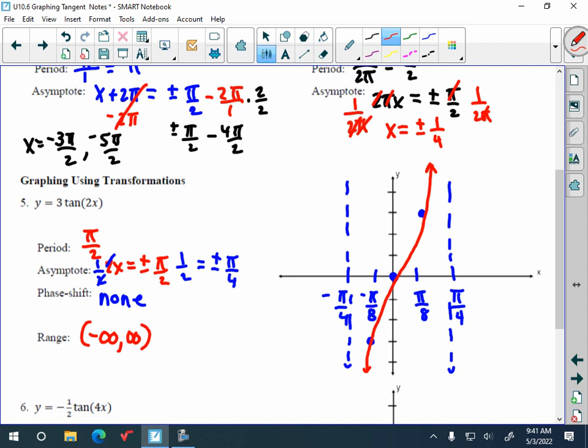All right, so this is where you can kind of see the period come in. If you look at the distance between negative pi over 4 and positive pi over 4, you add that distance together, that's what the period is, pi over 2. Also, if you took pi over 2 and multiplied it by a half, you get pi over 4.